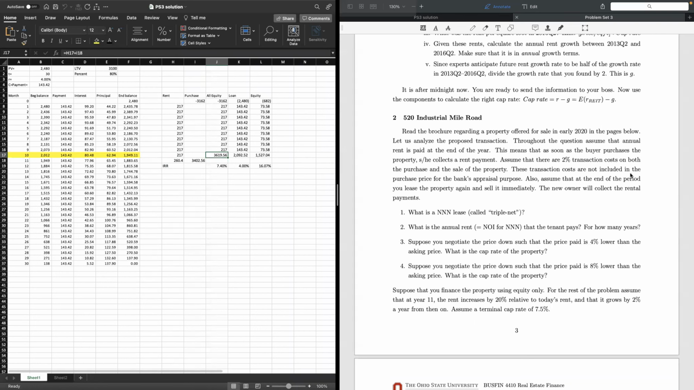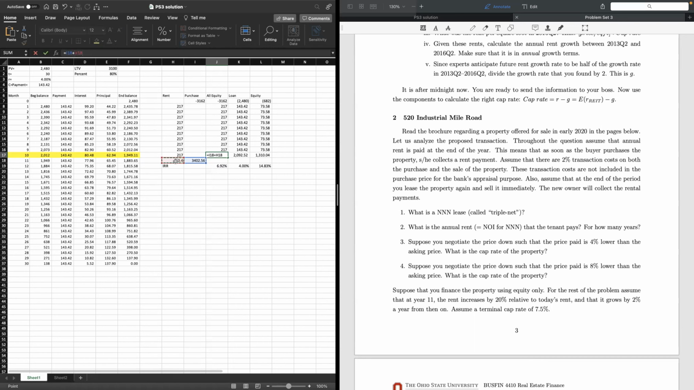It's totally fine if you don't include the rent here, the 217K, because some of you argued that the new owner will collect the rent payment. So I don't want to add it. It's fine. If you don't have that 217, it will be around 6.9%. It's also fine. So the answer I'm looking for is around 7%, which would be reasonable.